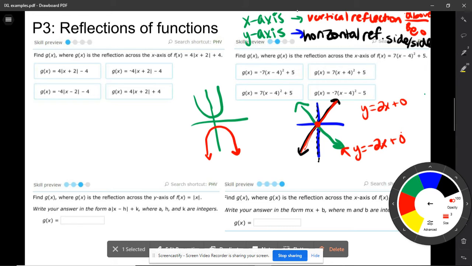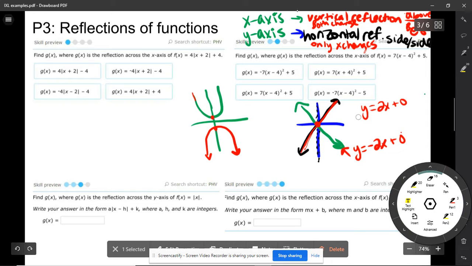Now, if I look back at this one, we notice that my k changed, so my y changed, and so did my x value. So both change for the x-axis reflection. So we're going to look at some examples, and hopefully this becomes much clearer to you once you watch this video and then do your IXL assignment for P3.